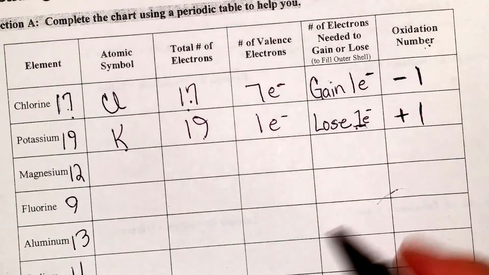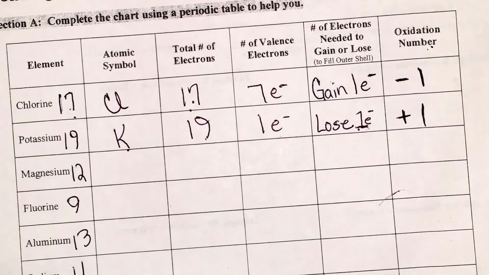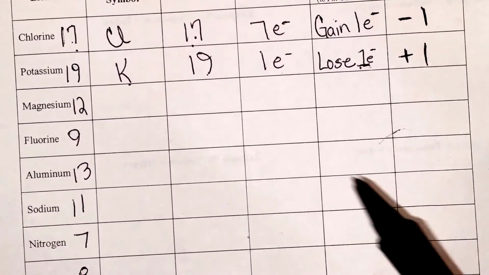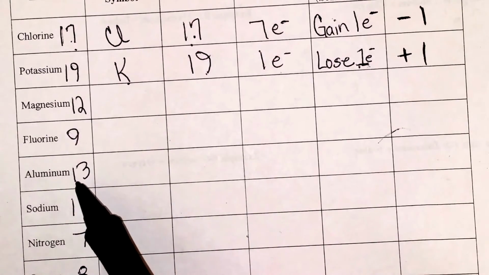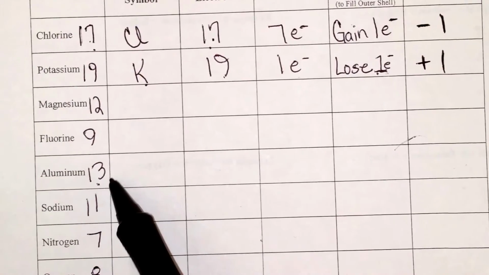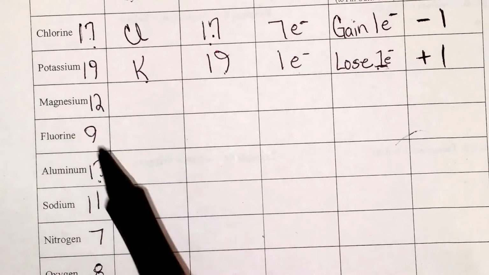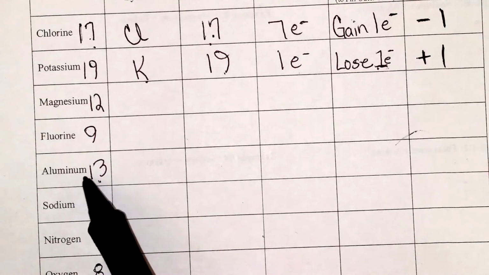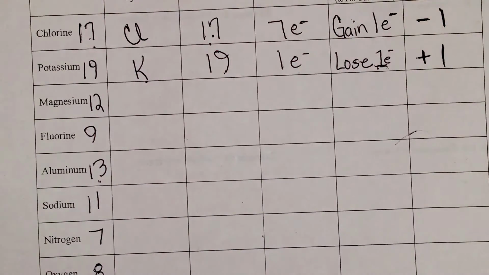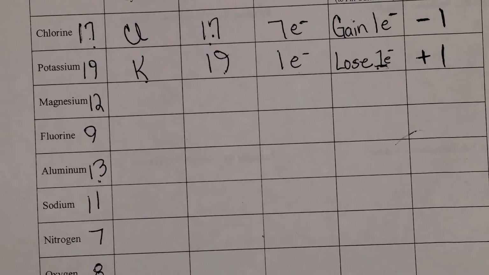Now, I'm going to let you do magnesium and fluorine, but I'm going to let you double check that you've got aluminum right. So go ahead and pause the video, do magnesium, fluorine, and aluminum, and I will give you to let you double check that you have aluminum correctly done. I'll give you that answer.